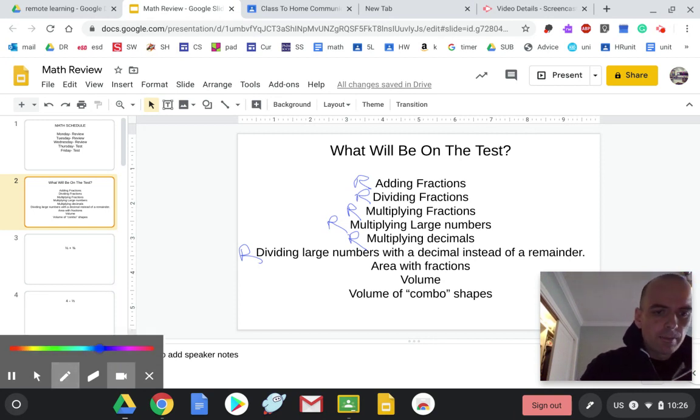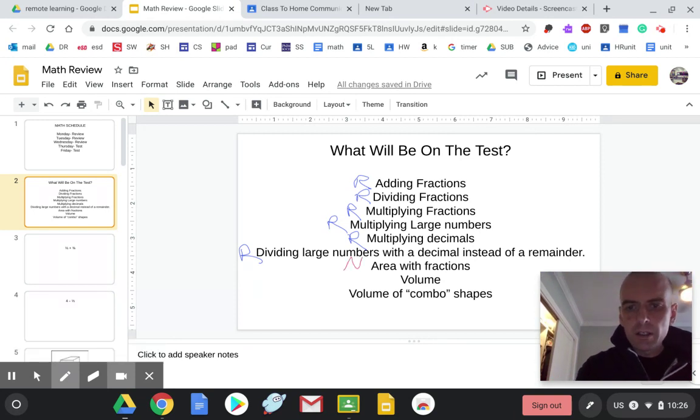But then we learned some new things as well. We learned area with fractions, that's new. We learned volume, which is new. We learned volume of combo or composite shapes, which is new. All of this will be on the test, okay? But I'm going to split the review into 3 days. So I'll do equal parts each day, Monday, Tuesday, and Wednesday. And then on Thursday and Friday, you can take the test. So let's start with today's review, shall we?